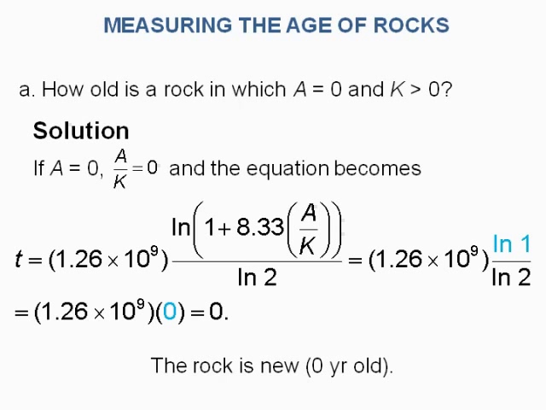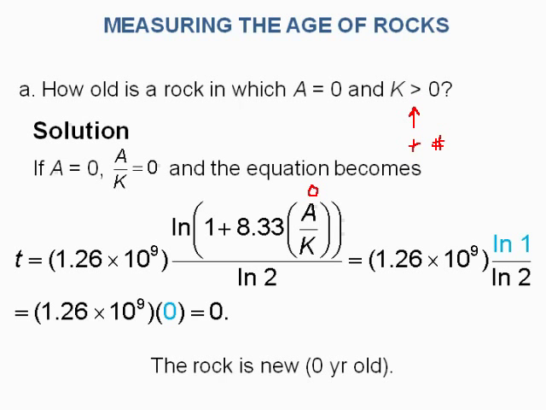So here's the first example here using this formula, and you'll get some of these on your homework, and you'll get some of these on the practice test and test, but these are really just plug in and make sure you can use your calculator well and understand how to enter things. How old is a rock with A equals 0 and K greater than 0? Now, K greater than 0 means it's going to be what kind of number? It's going to be a positive number, okay? So here's the thing here.